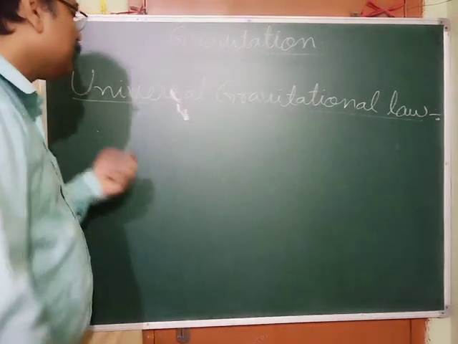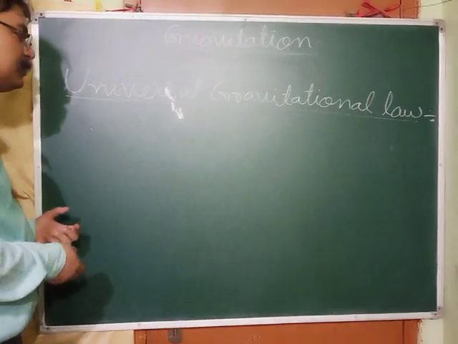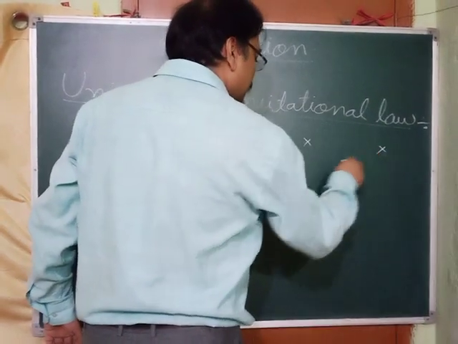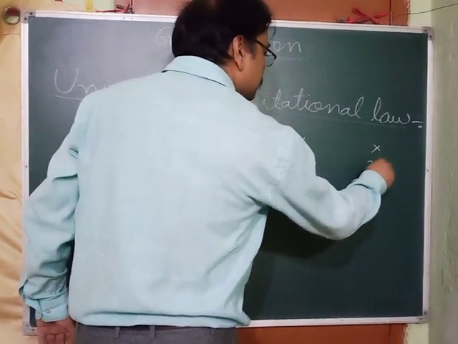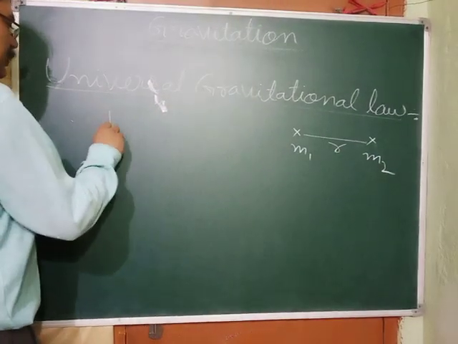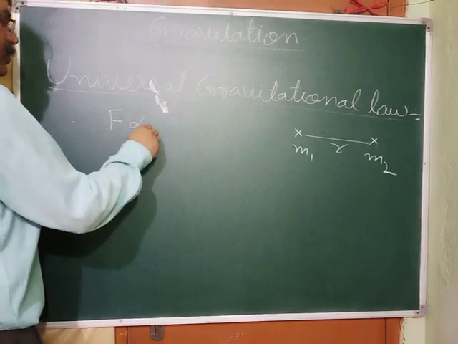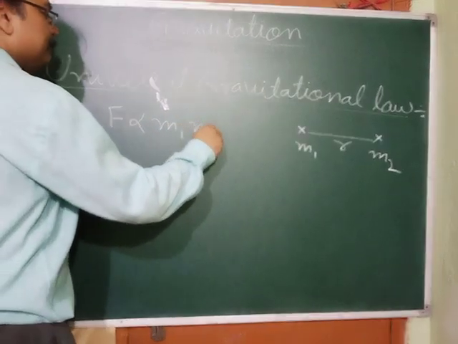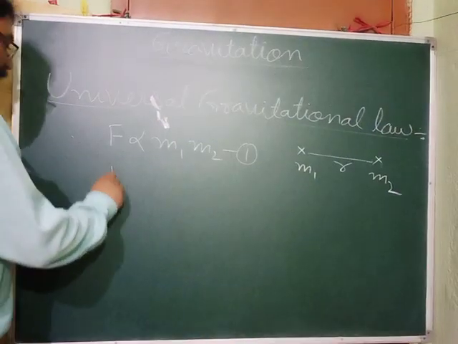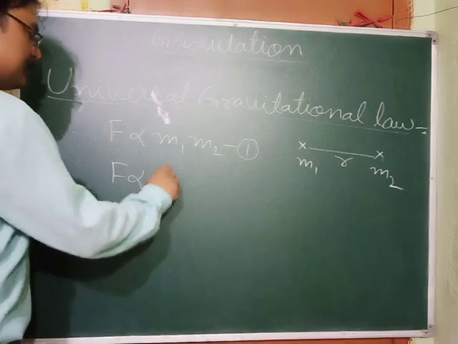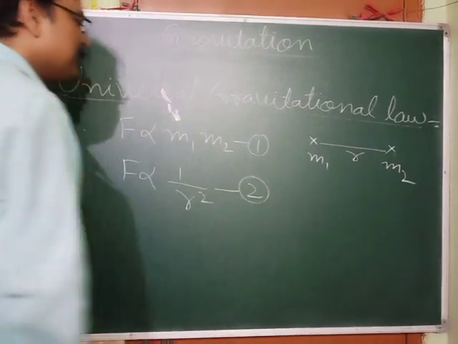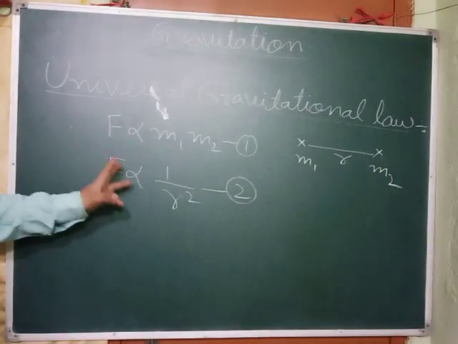Now see what we got from this law. If suppose two masses are there, this is one mass m1 and this mass is m2, and the separation between them is r. The force which is going to act between them is proportional to the product of the masses. This is the first thing we got. The second thing we got is that it is inversely proportional to the square of separation between them. Okay, write it down.